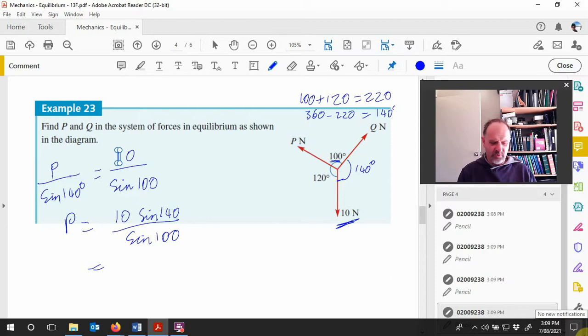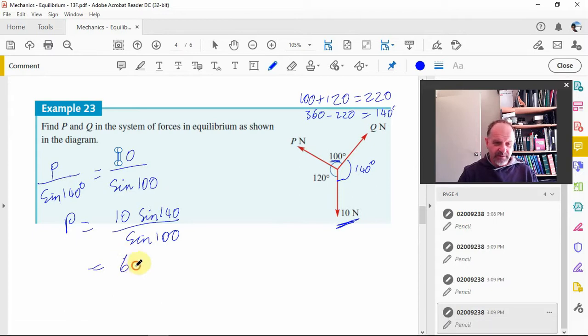Then you stick that in your calculator, which I need to do because I didn't write this one down. 6.53. So 6.53 Newton.